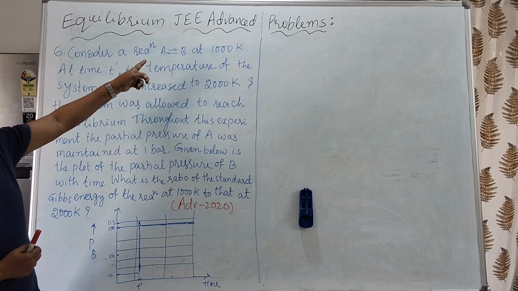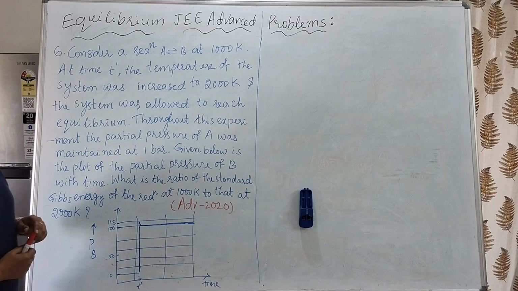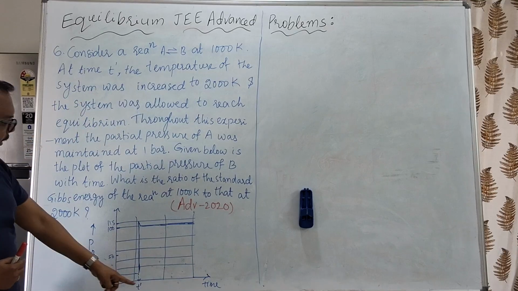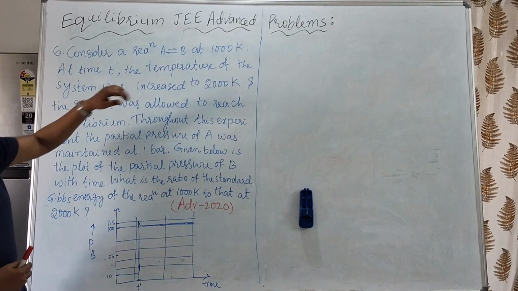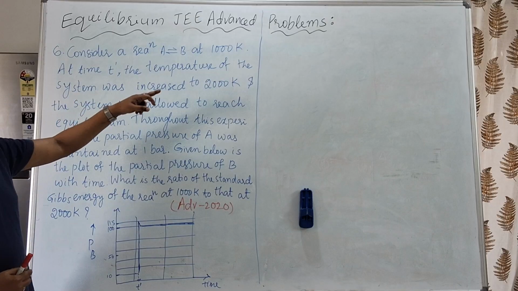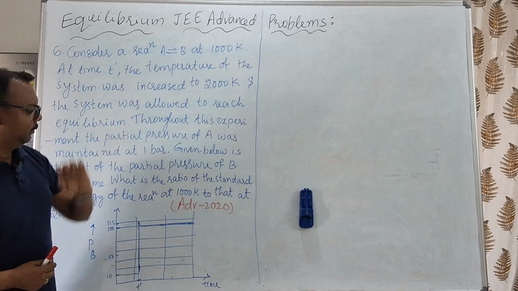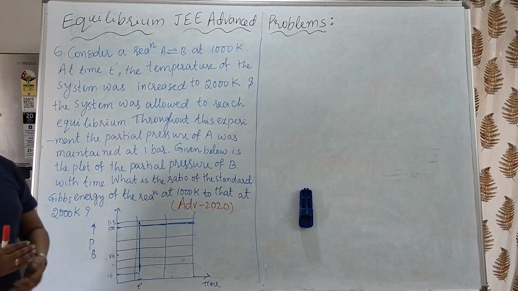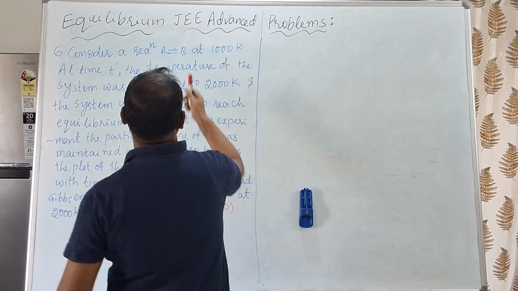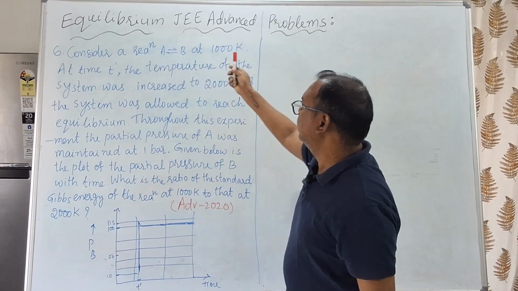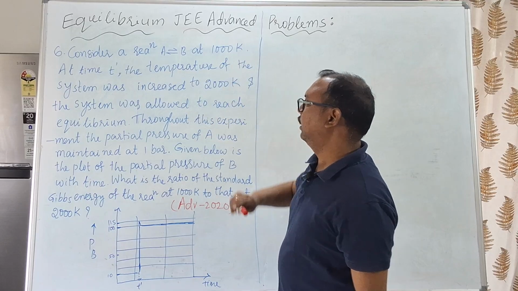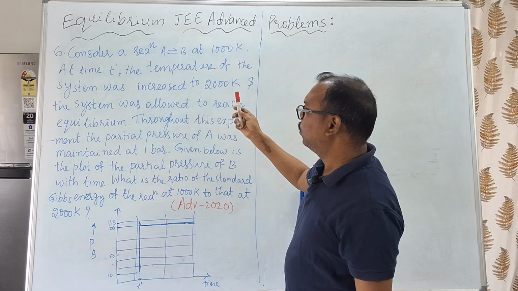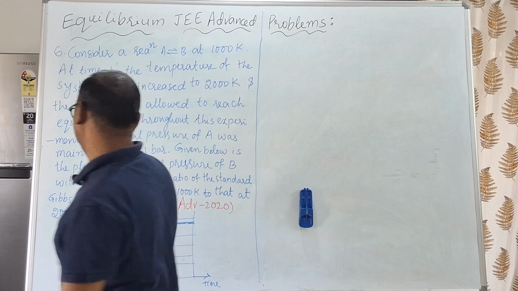Consider a reaction A gives rise to B at 1000 Kelvin. At time T dash, given in the graph itself, the temperature of the system was increased to 2000. That means the temperature has been increased from 1000 to 2000. A reaction has been considered at 1000 Kelvin and it is increased to 2000 Kelvin. The system was allowed to reach equilibrium.